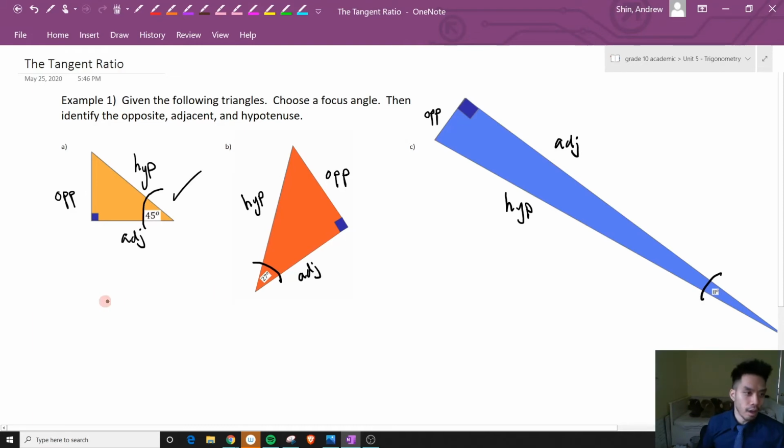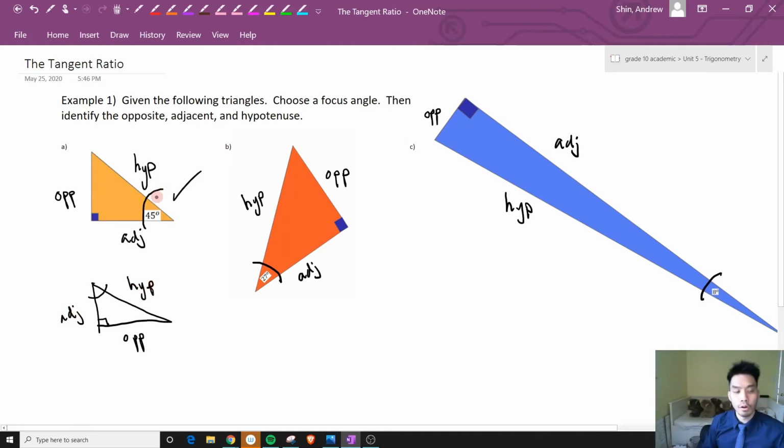Having said this, if you were to try this question again, if you were to choose a different focus angle, so if I chose this top part as my focus angle, this would be an opposite, and then this would be adjacent, and now this would still be my hypotenuse. So it depends on which perspective you take. If you choose a different focus angle, opposite and adjacent can actually switch.